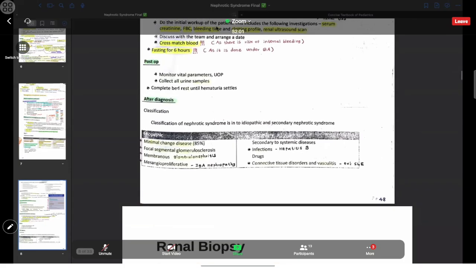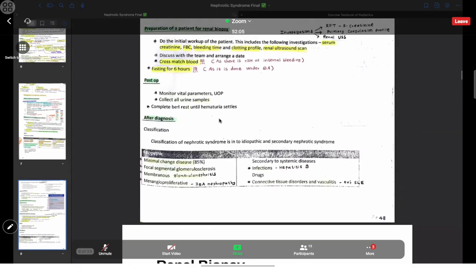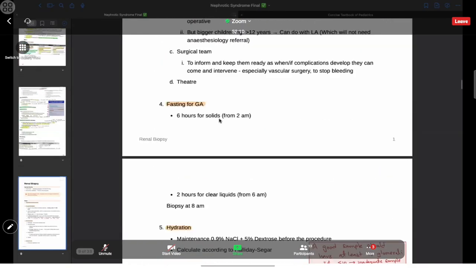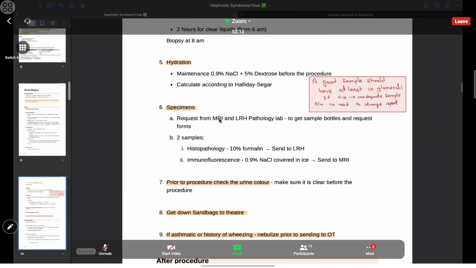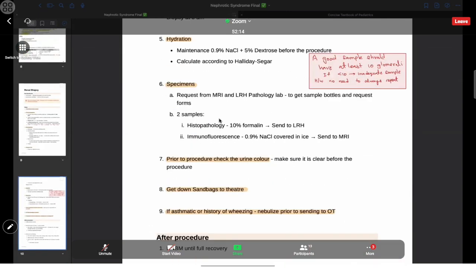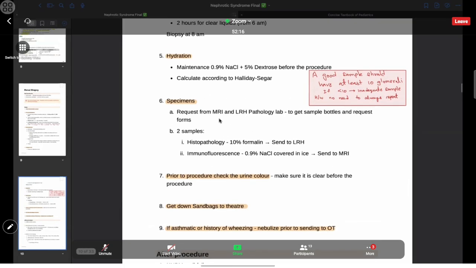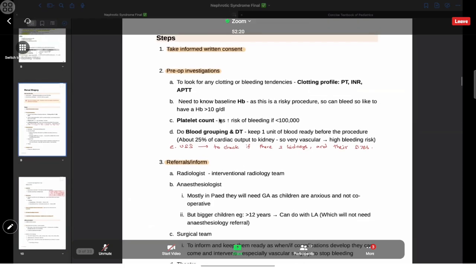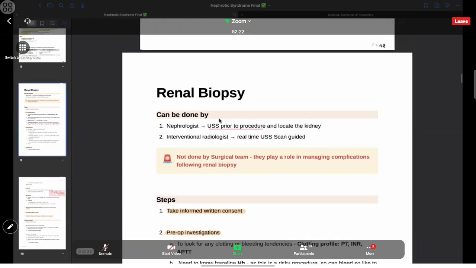Oh, okay, nothing fancy. When you're saying strict bed rest, aren't we allowing them to go into the washroom? No, you take the urine sample from the bed itself. As in, you can get the child to get up and pass urine, but not to move around a lot, is what they mean. Okay.